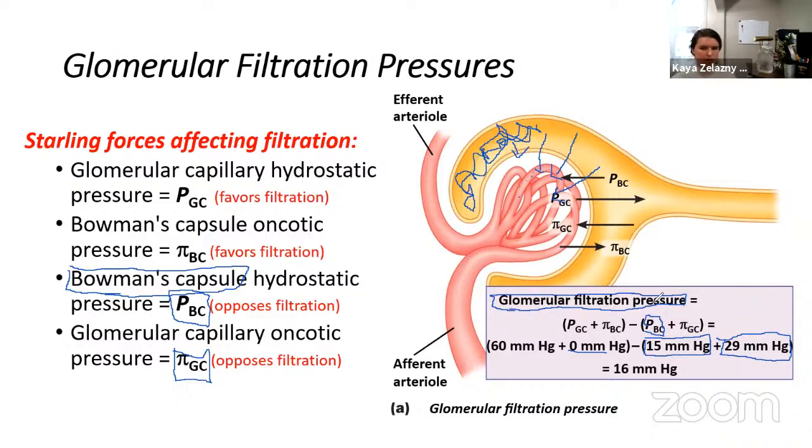So glomerular filtration pressure is the sum of the Starling's forces for filtration minus the sum of those forces opposing filtration. It's usually 16. But we'll see that as we change these things, particularly as we change our blood pressure and therefore change pressure in the glomerular capillaries, we will see variations to glomerular filtration pressure, and therefore we will see changes to the glomerular filtration rate.